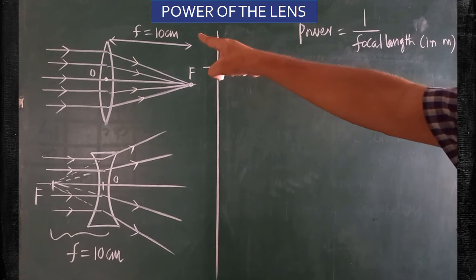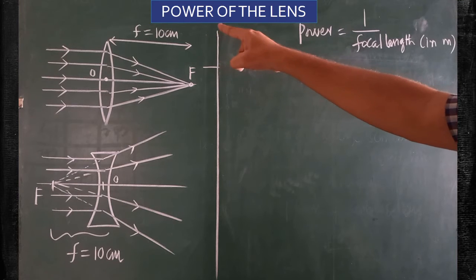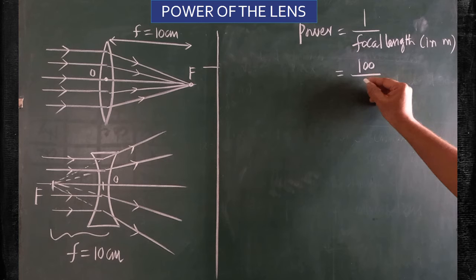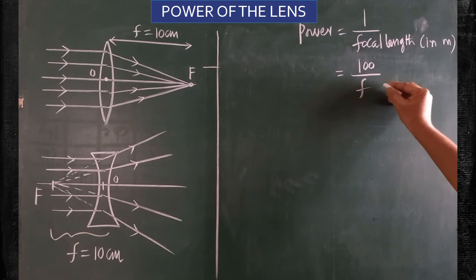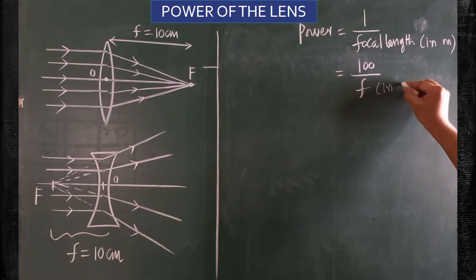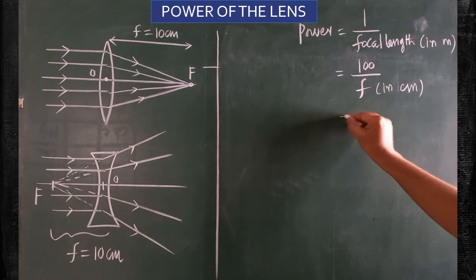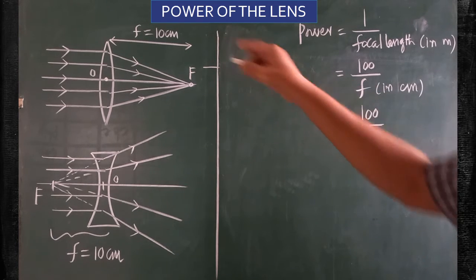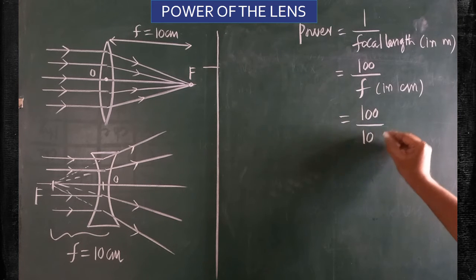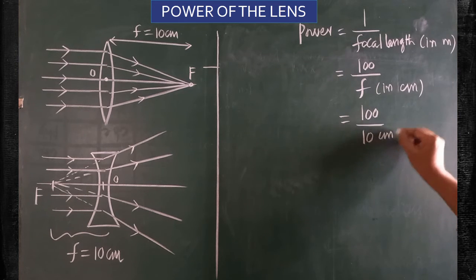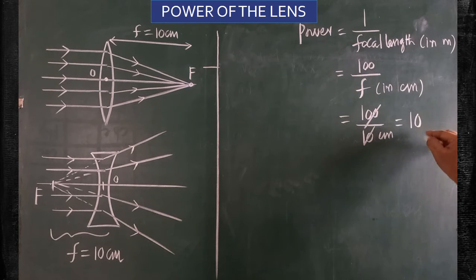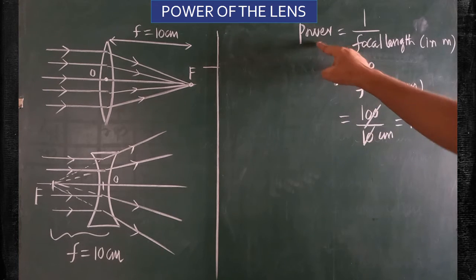If the focal length value is given in terms of centimeter, this formula can be used: 100 divided by the focal length in centimeter. Now I will substitute the focal length here. After canceling both, you will get 10. This 10 is nothing but the power of the lens.